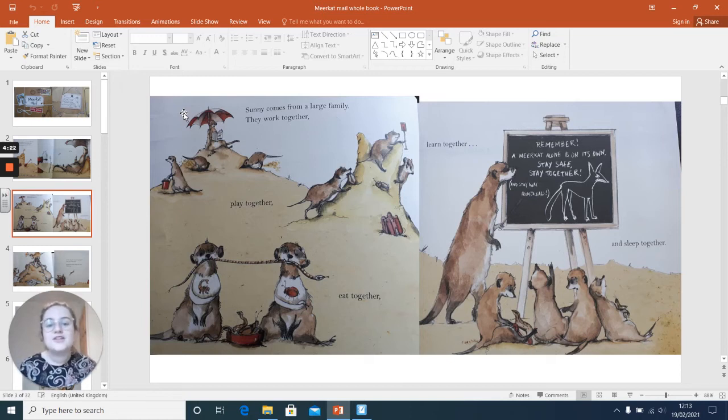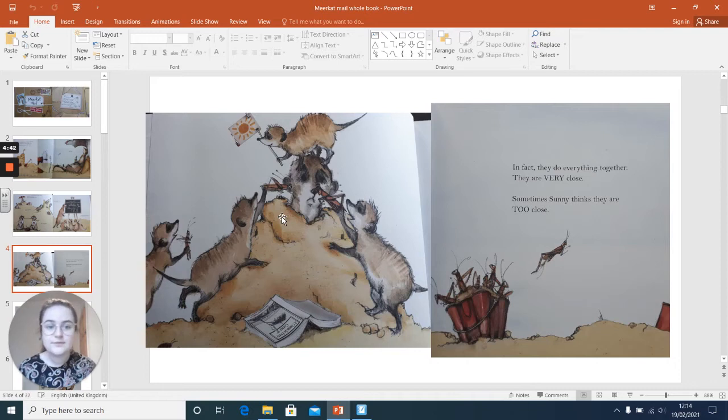Sunny comes from a large family. They work together, play together, eat together, learn together, and sleep together. And the sign says, remember, a meerkat alone is on its own. Stay safe, stay together, and stay away from jackals. In fact, they do everything together. They are very close. Sometimes Sunny thinks they are too close.